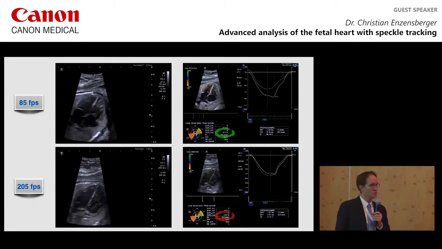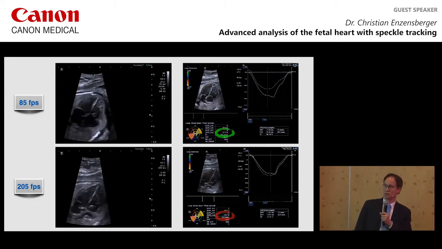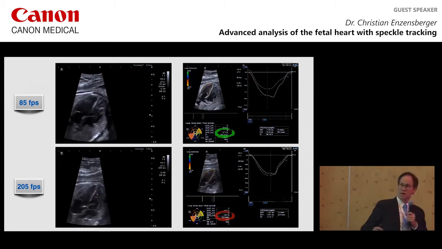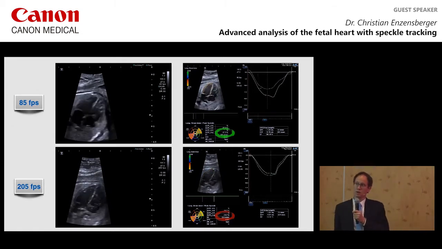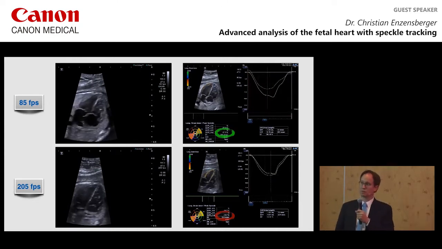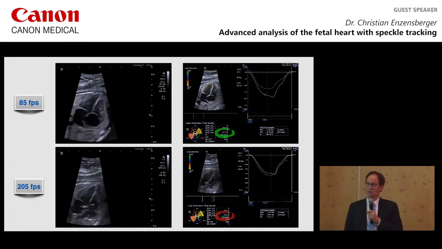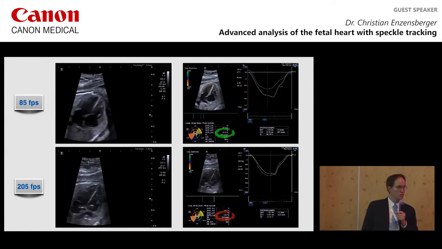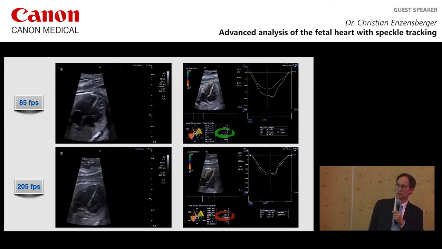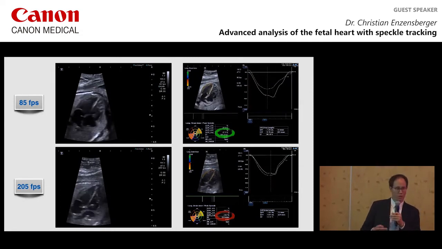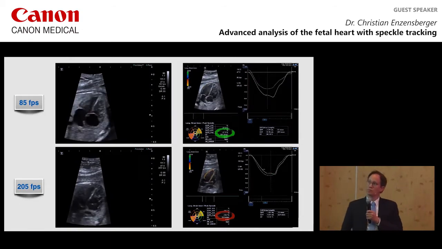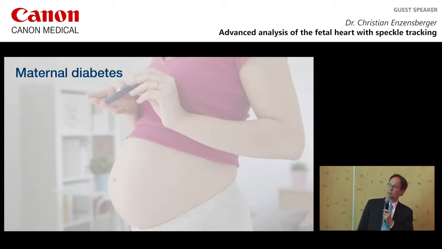Even if someone says there is no difference, there is a difference, because this analysis is based on vectors, and with higher frame rates your vectors will get smaller, and in the end the global longitudinal strain values will rise. So keep in mind that when we are comparing these values, we have to look at the frame rates. Now I would like to come to clinical applications.